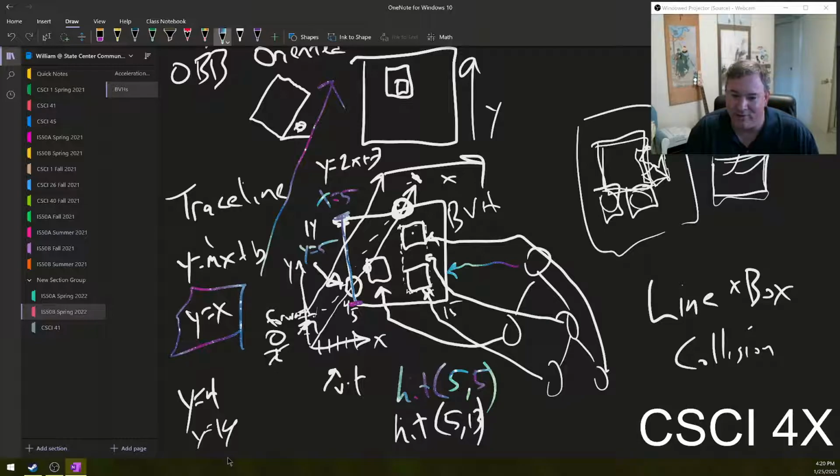So you plug in x equals 5, do the algebra. If the y you get is between 4 and 14, it hit. That's the hit location. It's 5, 5, not 5, 4. I don't know why I said that. Yeah, y equals 5. Yeah, okay.